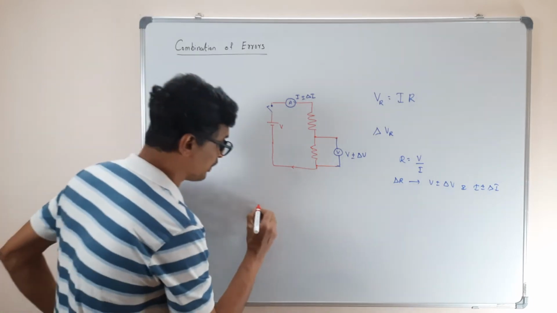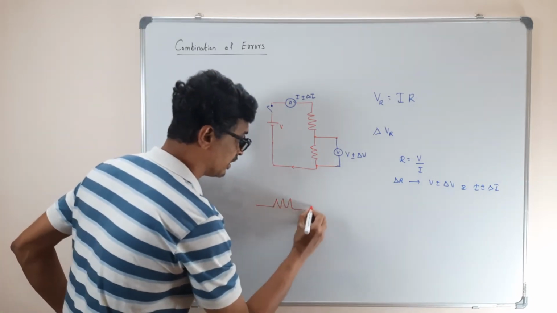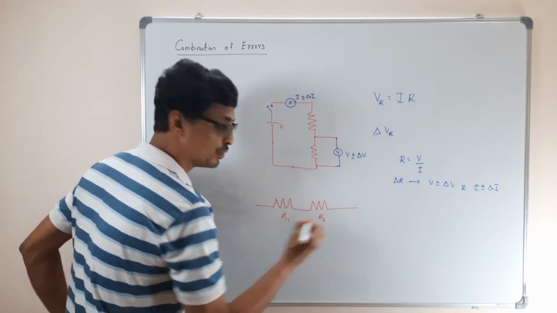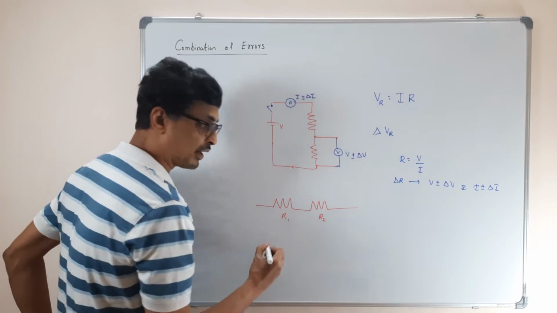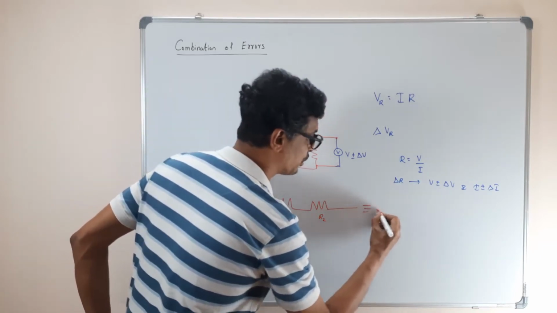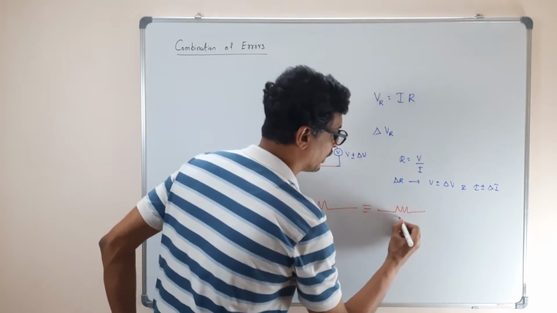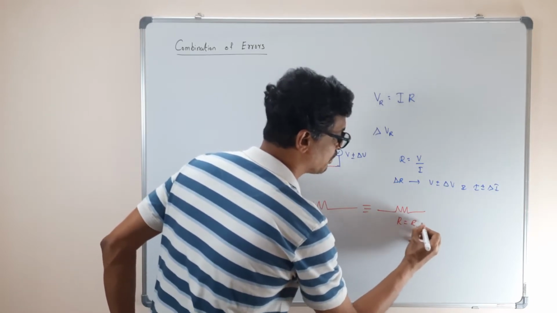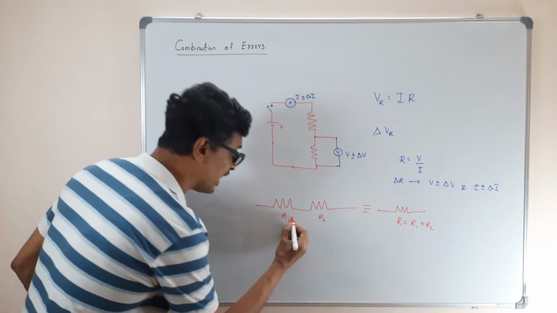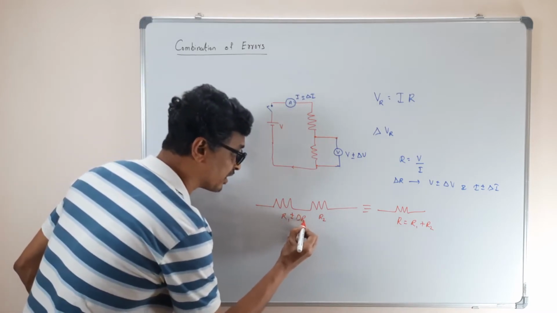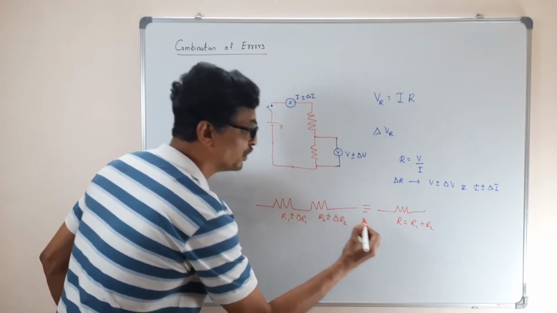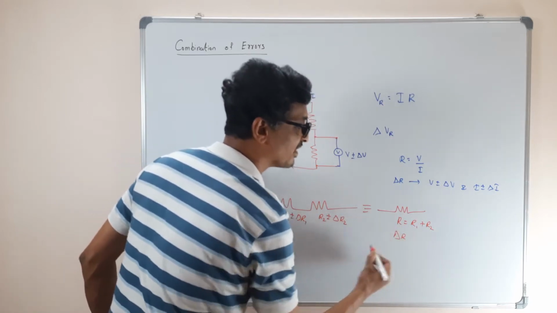For example, I am having resistors in series, R1, R2. I want to find out the equivalent resistance. You remember last time we did equivalent resistance. This will be equivalent to a single resistor of value R, which is equal to R1 plus R2. Now R1 will have plus minus delta R1, R2 will have plus minus delta R2. So what will be my delta R?